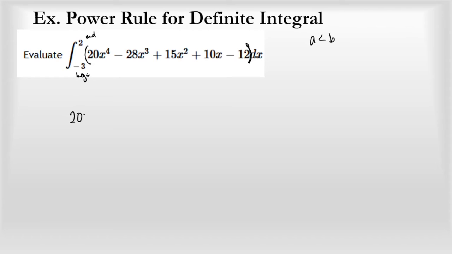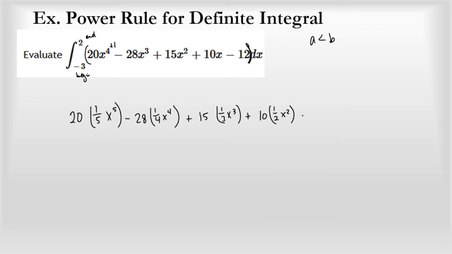I'm going to multiply 20 x to the 5th, and I need to divide by the new exponent. Minus 28 1/4 x to the 4th, right? Plus 15 1/3 x to the 3rd, plus 10 1/2 x squared, minus 12x. And then I'm going to evaluate that from -3 to 2.